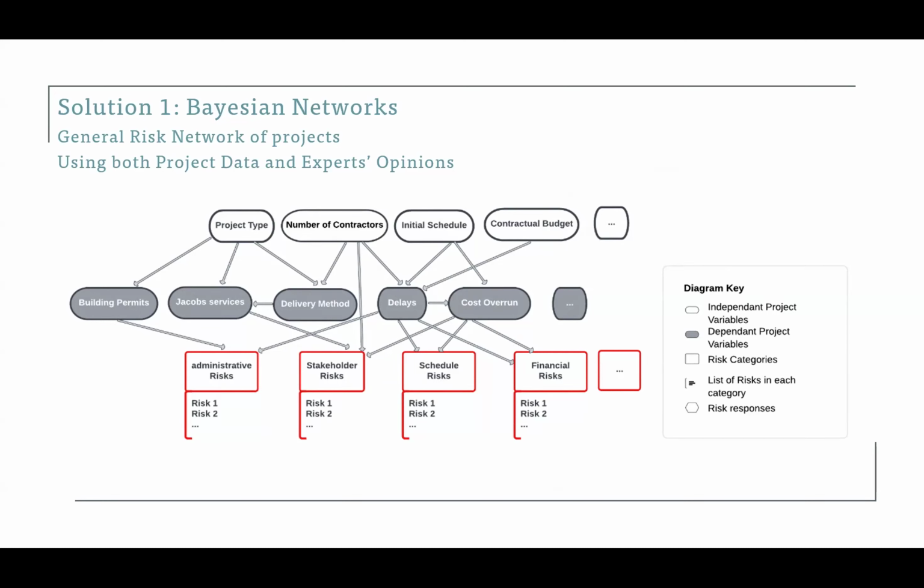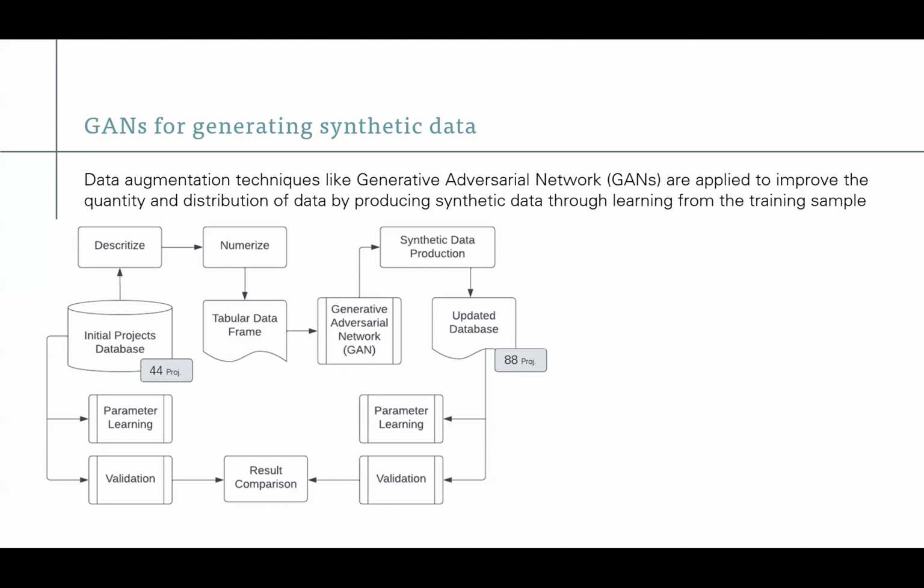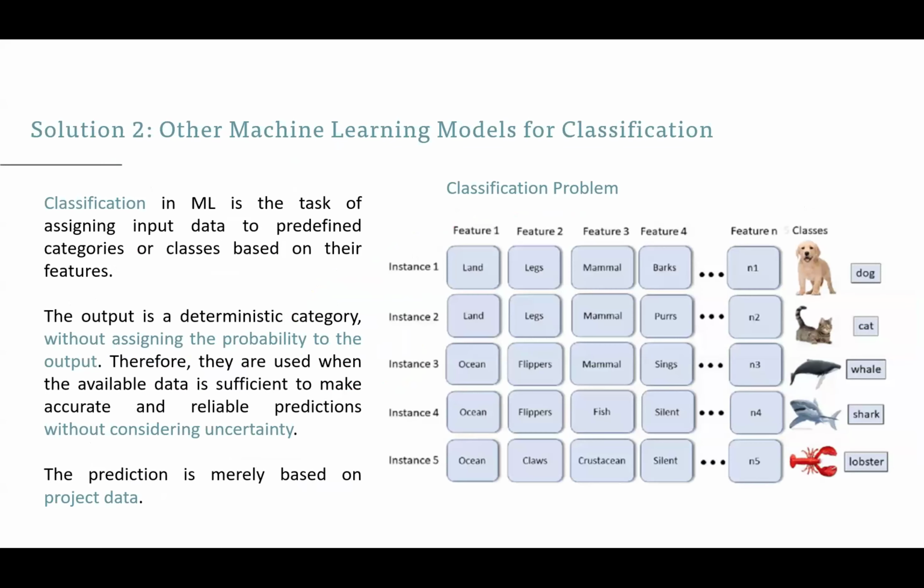I also used generative adversarial networks to duplicate the size of my database, because it was only a database of 44 projects, which was super little. Using a generative adversarial network, I duplicated it to 88 projects, so artificially generated projects similar to the ones that we had. I'm not going into much detail in the time that I have.